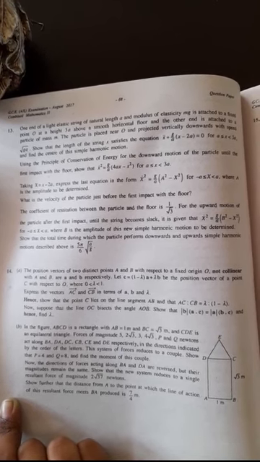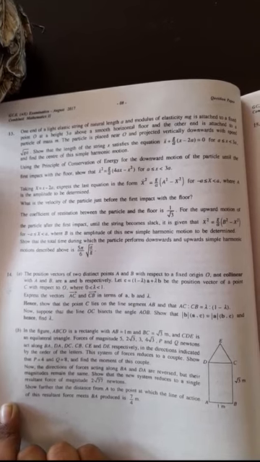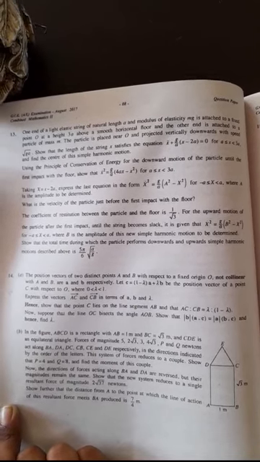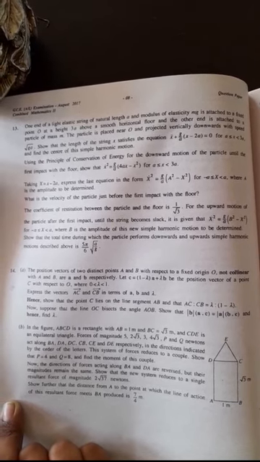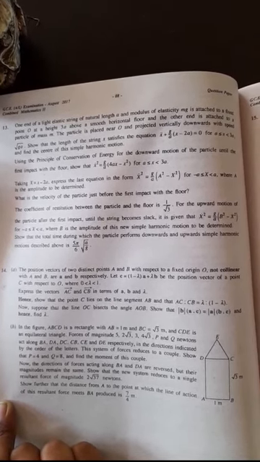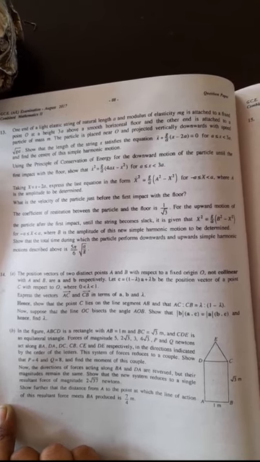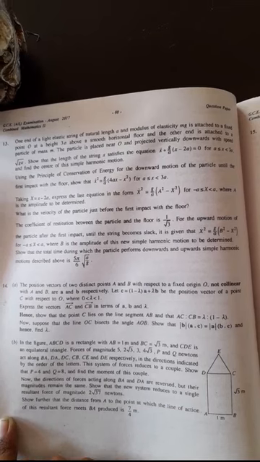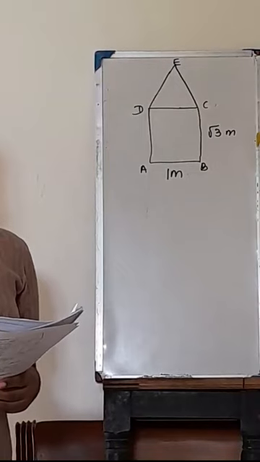Now, the direction of the forces acting along BA and DA are reversed, but their magnitudes remain the same. Show that the new system reduces to a single resultant force of magnitude 2 root 37 newtons. Show further that the distance from A to the point at which the line of action of the resultant force meets BA produced is 7 over 4 meters.